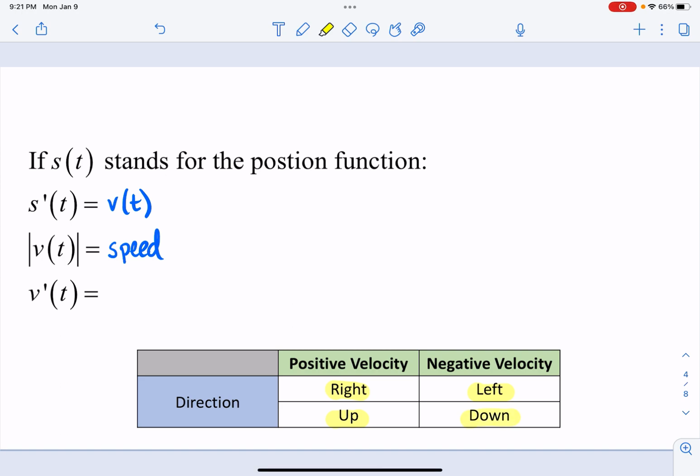A lot of times when we talk about particle motion, we're talking about something moving along, say, the x-axis. So if I'm moving right in relation to the origin, I'm moving that way. Moving left, I'm moving that way. Now, I could be over here in the negatives, moving towards the positives. That would also be considered going right. And the derivative of velocity is our acceleration function.